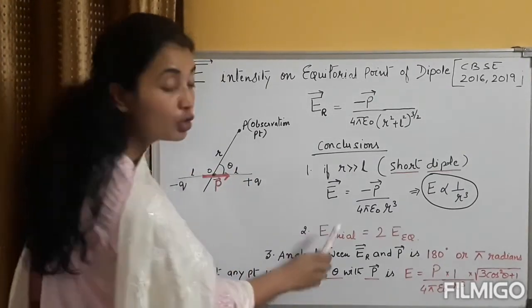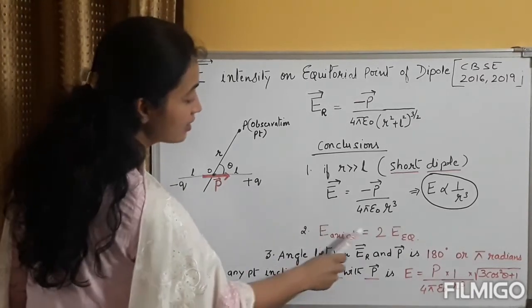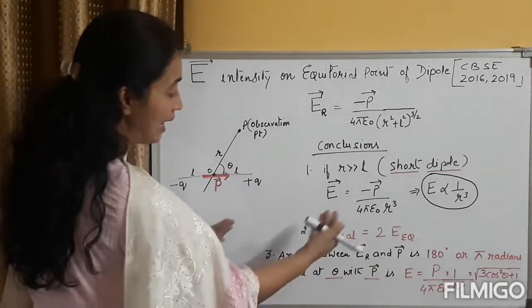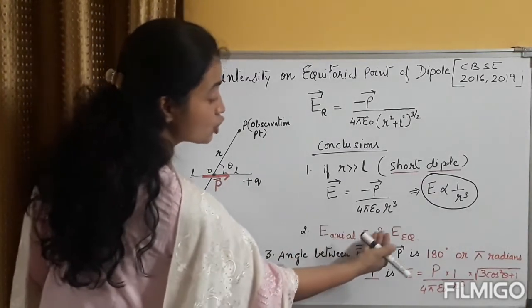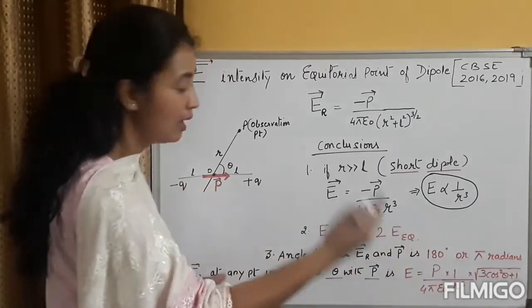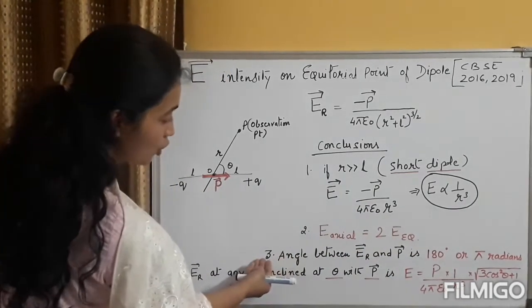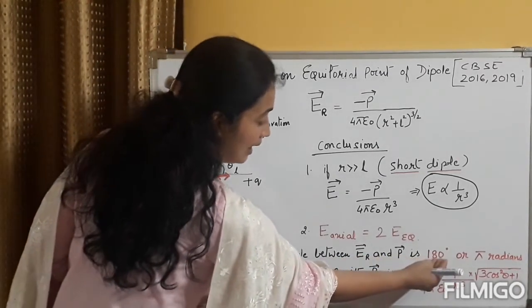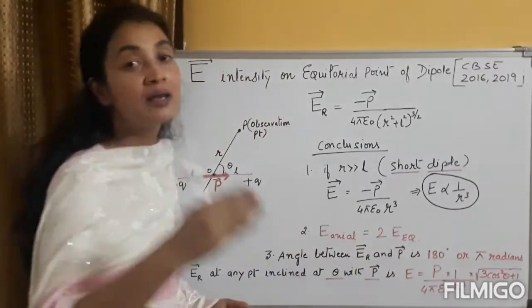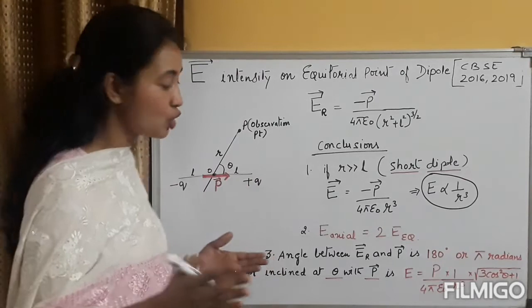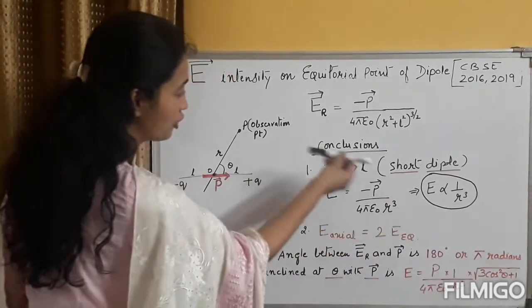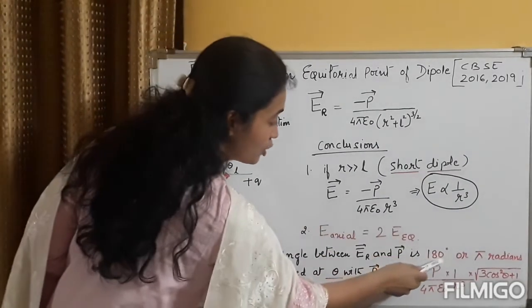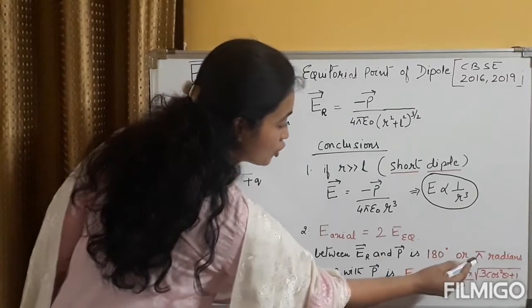The second conclusion is, you have already studied E axial. E axial is equal to 2 times E equatorial. Just compare the notes you have written and the episodes. E axial, we have already seen, is double of E equatorial. Third important conclusion: the angle between the resultant electric field and the dipole moment vector is 180 degrees or pi radians. You have seen that pictorially also. The electric field was along the negative x-axis, the dipole moment is along the positive x-axis, so the angle between E and P is 180 degrees or pi radians.